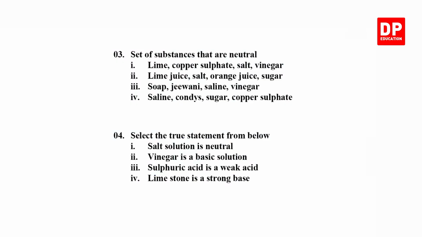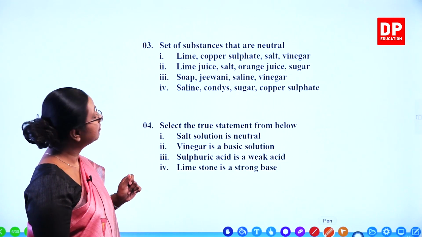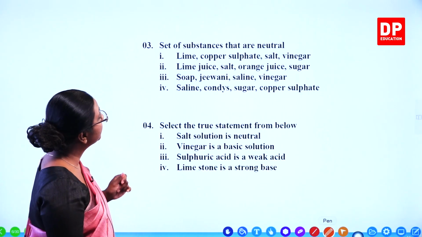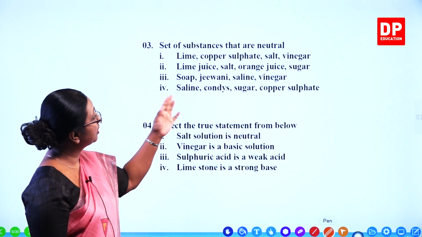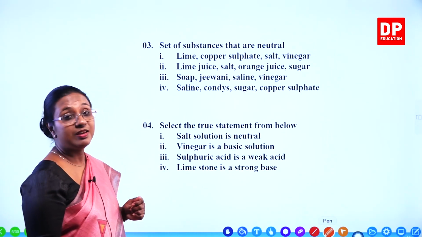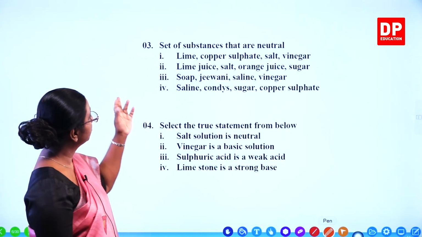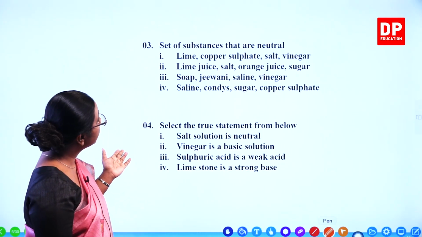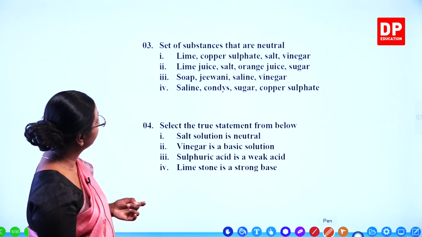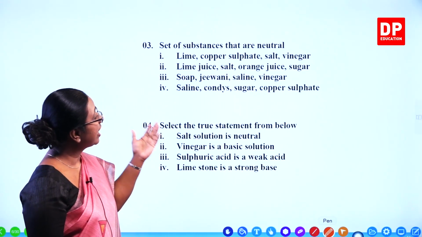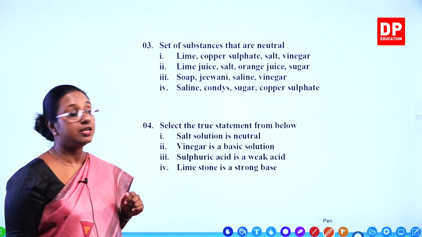Then if we move on to the next one, the set of substances that are neutral. Lime again is basic. Copper sulfate, salt. Salt is sodium chloride. Both are salts, neutral. Then vinegar is acid. So that's not the answer. Lime juice, again acid. Salt is sodium chloride, neutral. Then orange juice, acid, and sugar is neutral.